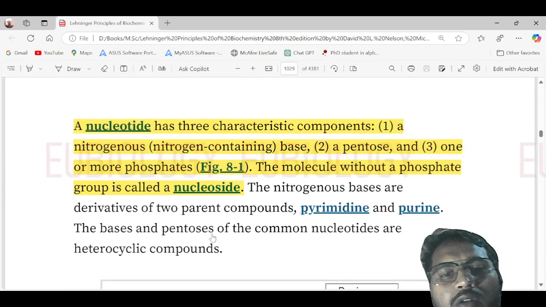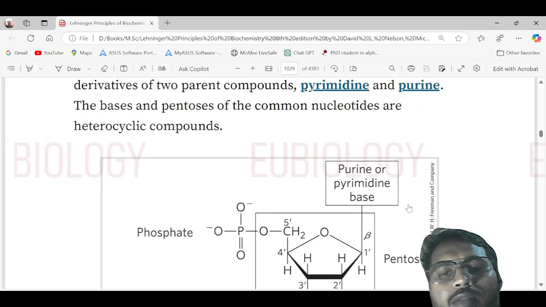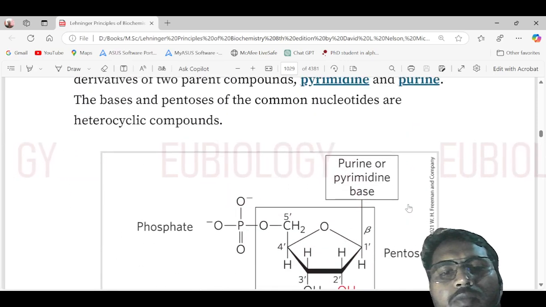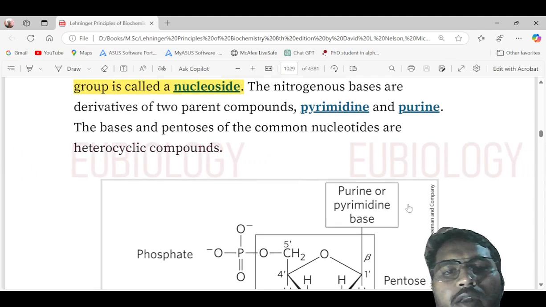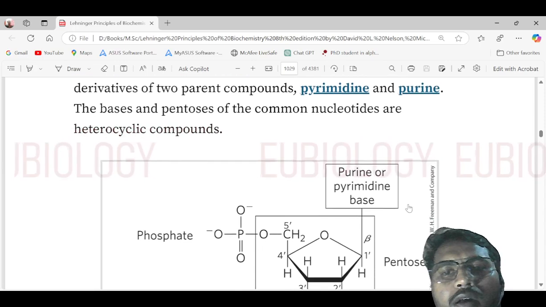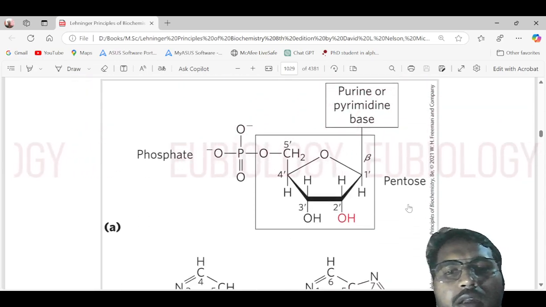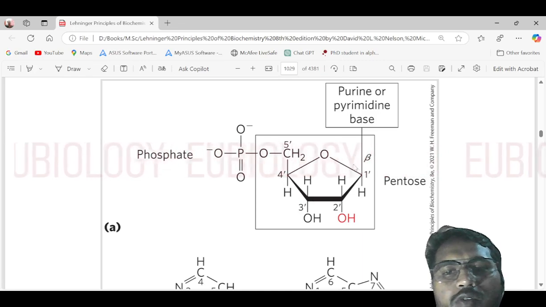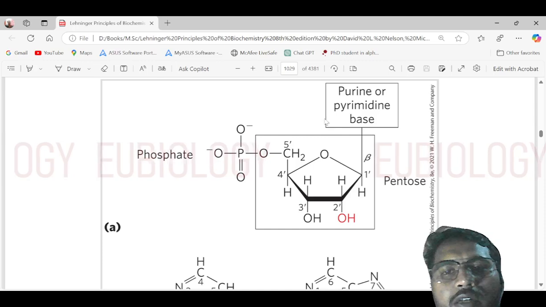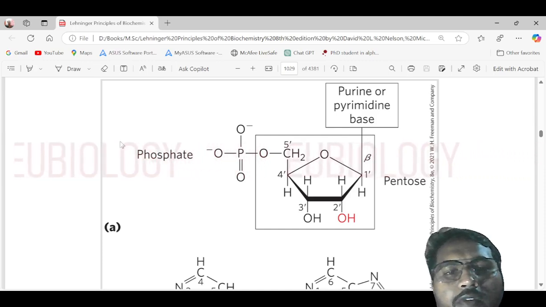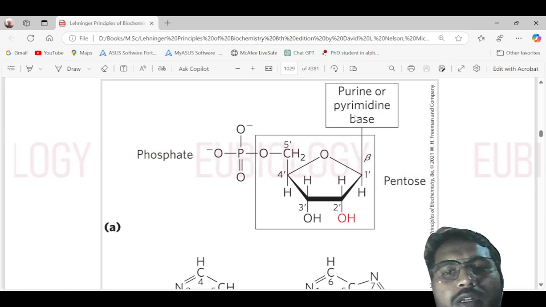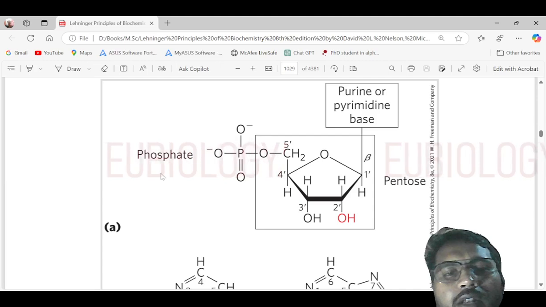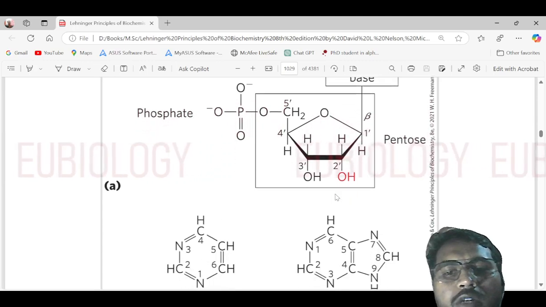Nucleoside or nucleotide, it contains a nitrogenous base, and the nitrogenous base is derived from either pyrimidine or purine. The important thing is that pyrimidine and purine are heterocyclic. This is the basic structure of the nucleotide. You can see the pentose sugar is there, either purine or pyrimidine as a nitrogenous base will be there, and phosphate will be there. If you remove this phosphate, then this pentose sugar and the purine will be called a nucleoside, and if you add the phosphate, then the complete structure will be called a nucleotide.